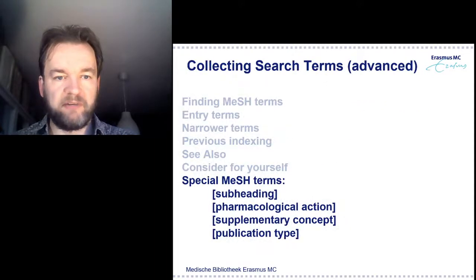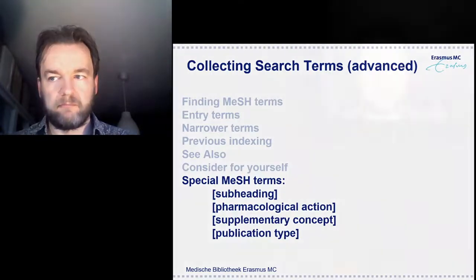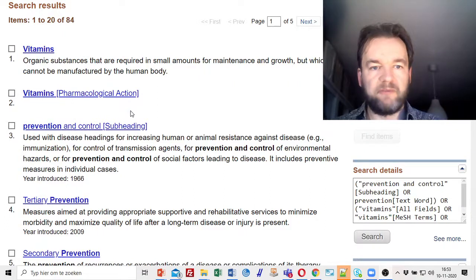Other things you might encounter include subheadings, pharmacological action, supplementary concepts, and publication type, which you recognize by the square brackets behind the MeSH term. If in your MeSH results you see terms like this, vitamins with pharmacological action in square brackets behind it, or prevention and control with subheading in square brackets behind it, just copy this term as if it were a normal MeSH term into your Word document and treat it as if it is a normal MeSH term.